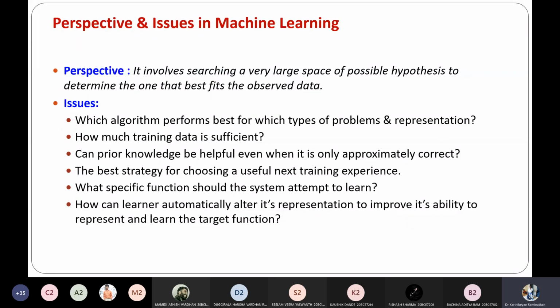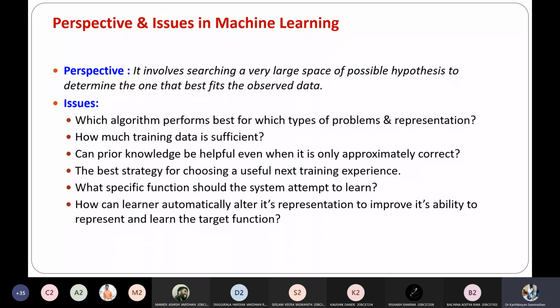Then, there are some issues in machine learning. Once the learning is fitted properly, you need to identify some issues; we cannot stop there. In terms of what type of algorithm can be used for representing a problem, how much training data is sufficient, and what minimum knowledge is required to implement this concept learning.